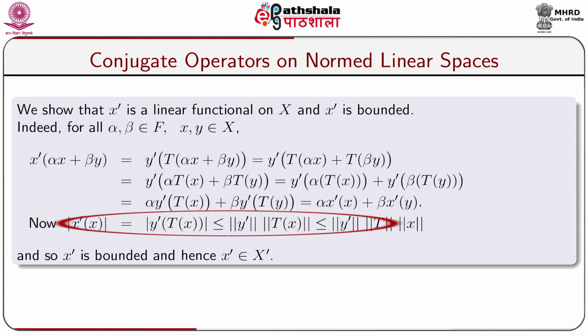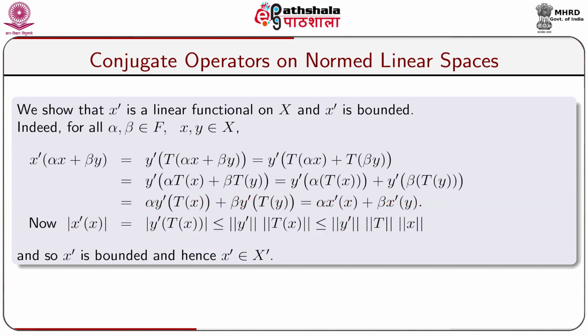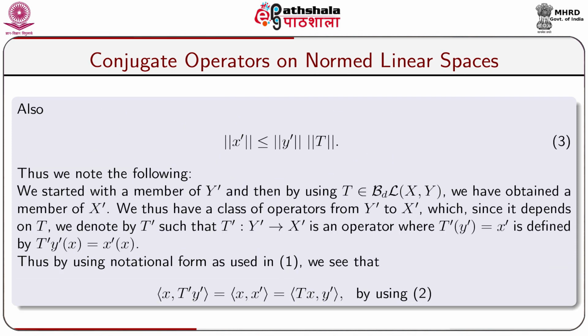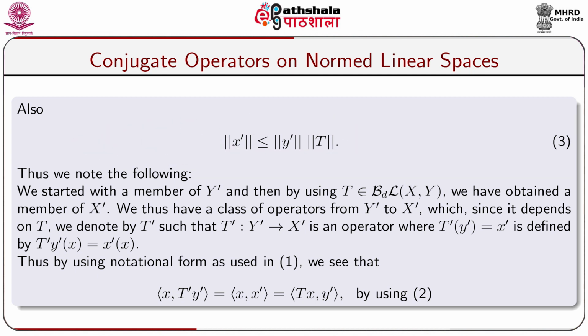Now, modulus of x'(x) equals modulus of y'(Tx). As y' belonging to Y' is bounded, modulus of y'(Tx) is less than or equal to norm y' into norm Tx, which is again less than or equal to norm y' into norm T into norm x. So, x' is bounded and hence x' belongs to X'. Also, norm x' is less than or equal to norm y' into norm T. This is equation number 3.